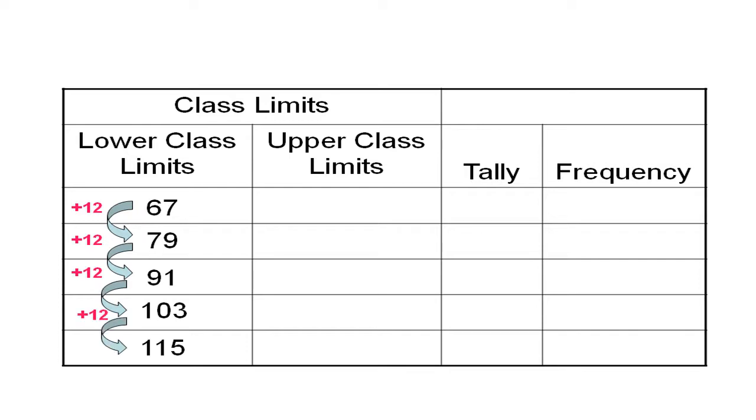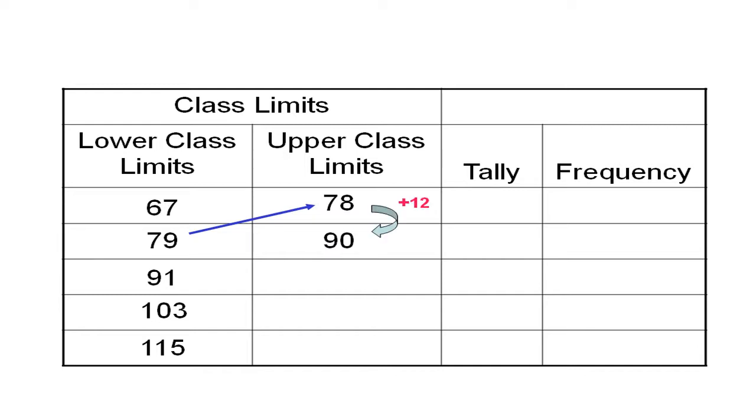So how do we get the upper limits? Well, you got a 79 here. What is the upper limit for this one? 78, right? So we get 78 for that one. So how do we get the next limits? Same thing. You could say 91 minus 1, right? Or we could add the class width again. Either way. Now we have to tally.